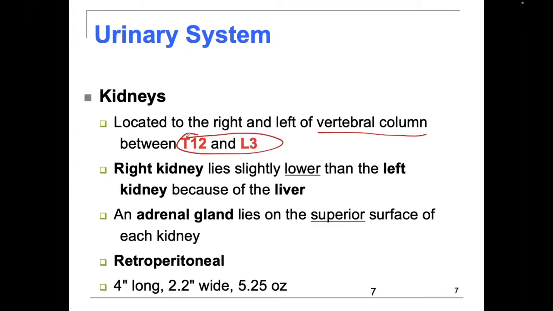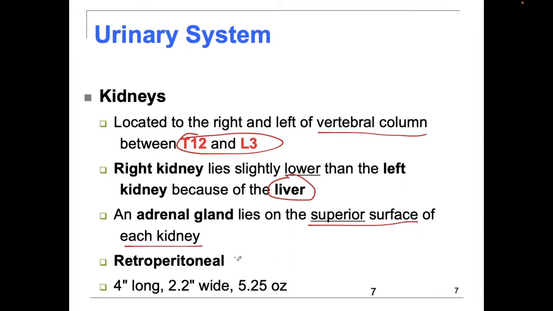In the previous video that I showed, I was able to show you that the right kidney lies slightly lower than the left kidney, and that's because of the liver kind of pushing that right kidney down a little bit. We know that the adrenal glands lie on the superior surface of each kidney, which is why it's sometimes called the suprarenal gland. That's because it's above the kidneys.